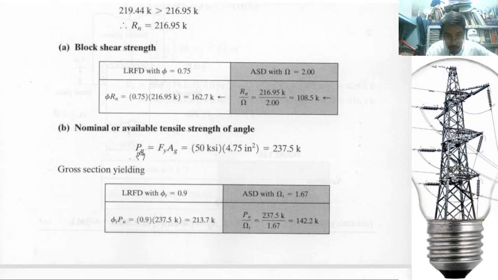What about the nominal or available tensile strength of the angle? For this, we have this value of computation, the same topic as yield. So gross is 4.75, FY is 50, so this total multiplied by 0.9, this is yielding, so 213. What about for ASD? So divide by 1.67.